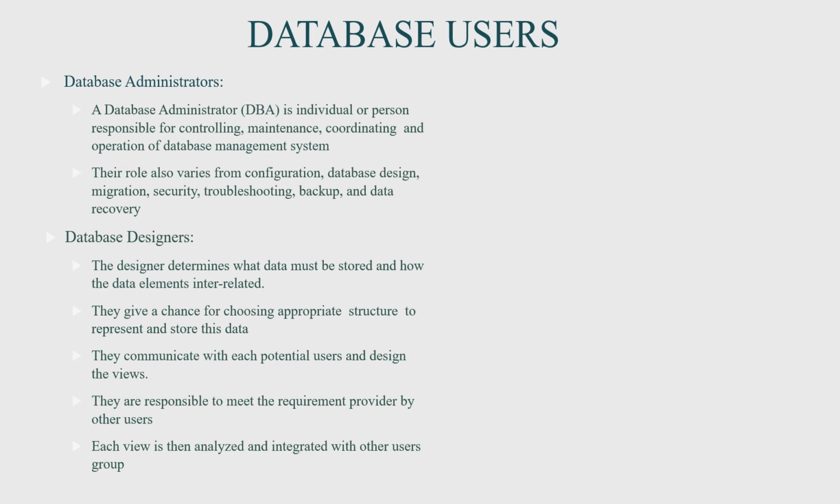The database designer must determine what data must be stored, how the data elements must be interrelated, how they are to be stored, and what things must be there. These things are understood by the database designer. Next, they choose an appropriate structure to represent and store a database properly. They also check what type of database must be stored and how this database must be actively visible to a system.